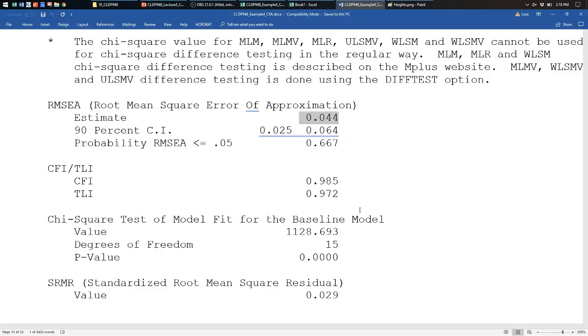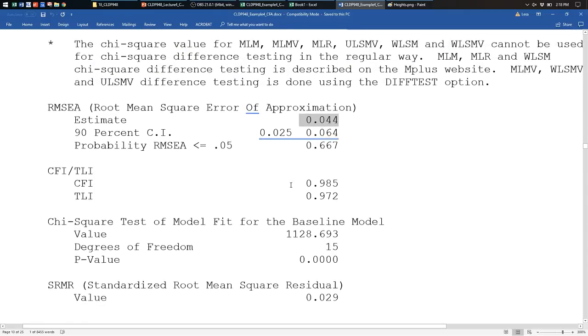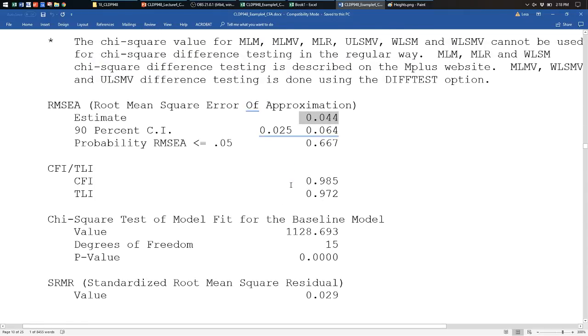And last but not least, the root mean square residual. This is how far off, on average, your correlation is between the model and the data. You want that to be little, 0.058, somewhere in there. This was definitely little. So by all of these additional pieces of information, this is a pretty good model. It's not perfect, but it is close fit.